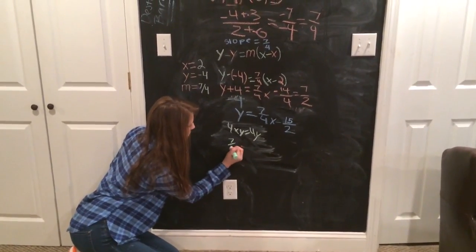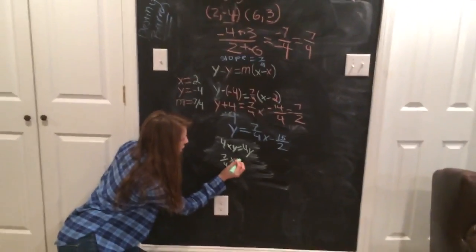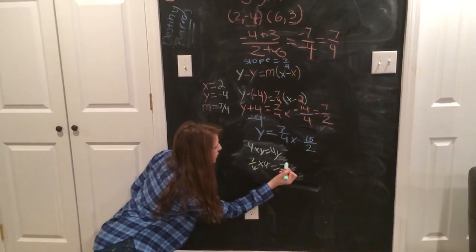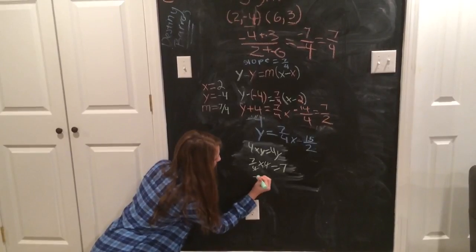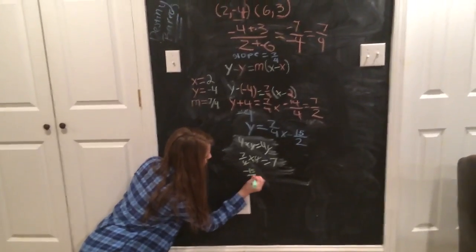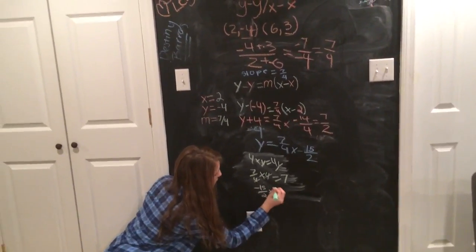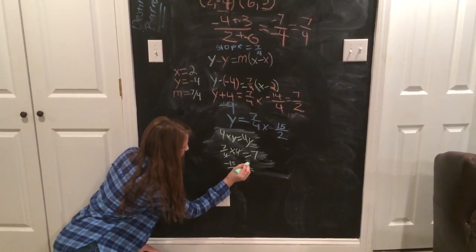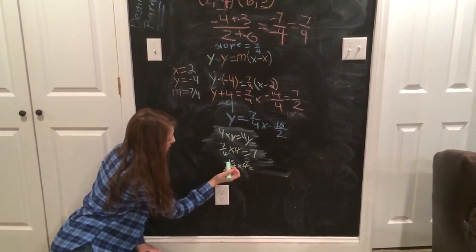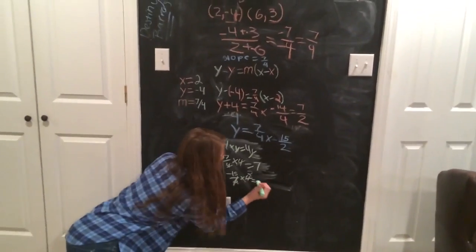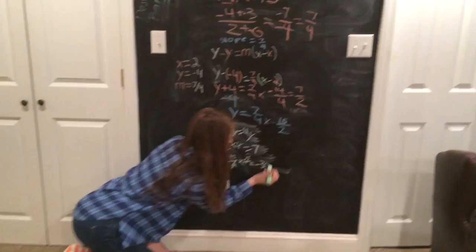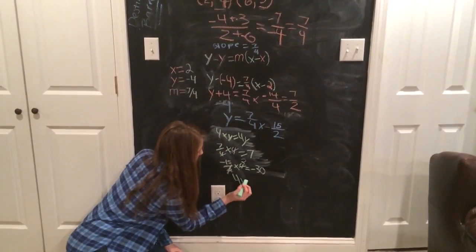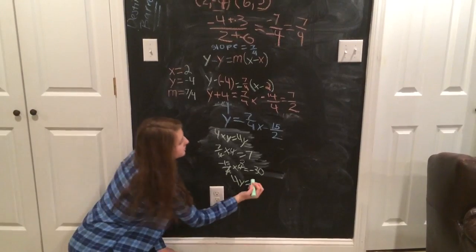7 over 4 times 4. You cross reduce and you get 7. Negative 15 over 2 times 4. You can make this a 2, and you take that out, and you get negative 15 times 2, and get negative 30. When you rewrite this equation, you get 4y equals 7x minus 30.